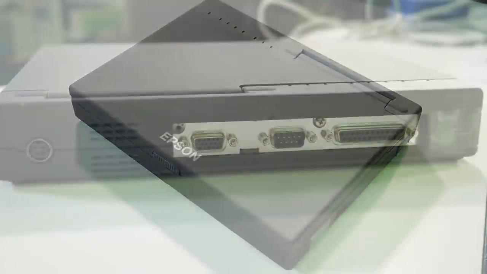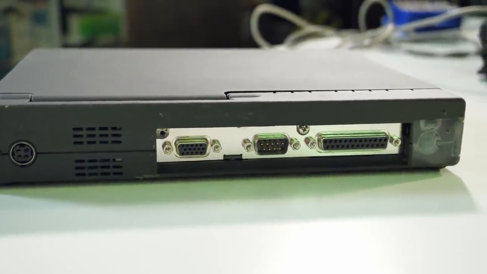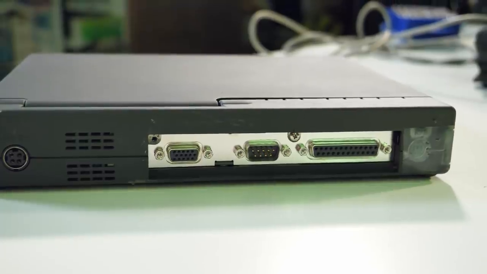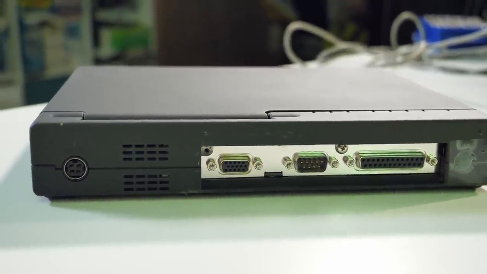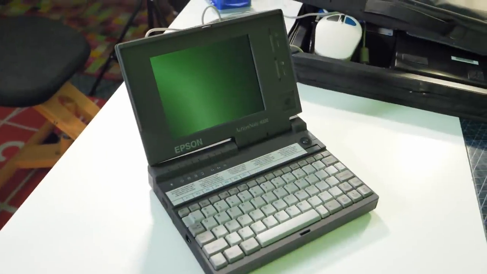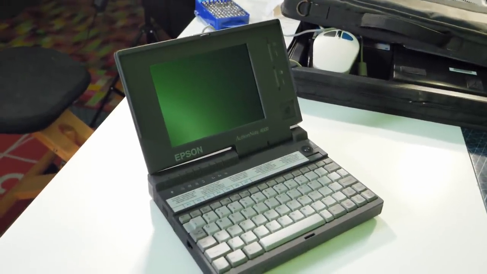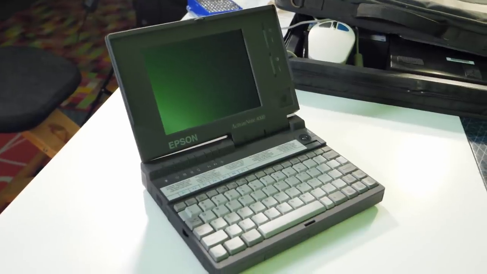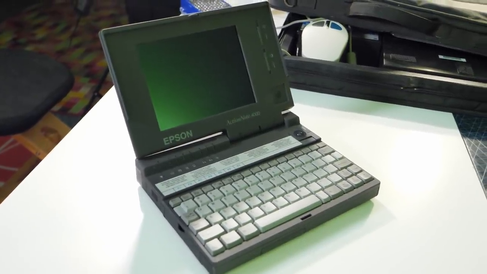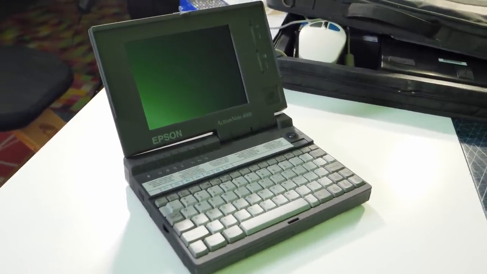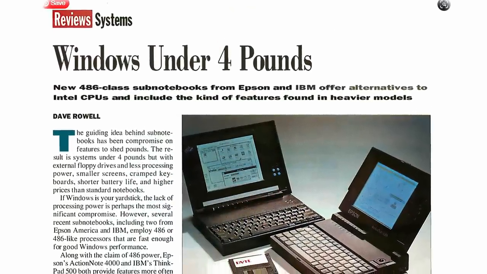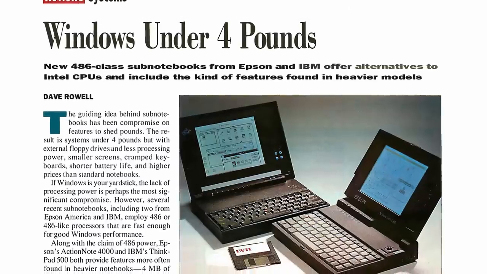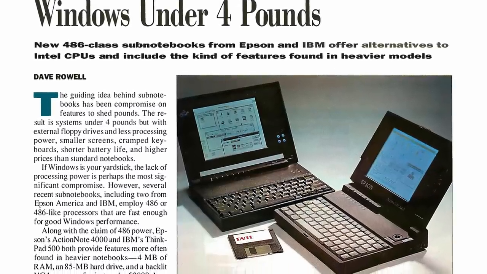We've got a PS2 port and, curiously, a VGA out in addition to our standard rear ports. And, you know, as a whole, this thing is so tiny, it puts the portability of most modern laptops to shame. But if we take a trip back to 1993, it wasn't particularly special. In fact, the Action Note was battling a lot of similar and even superior competition.